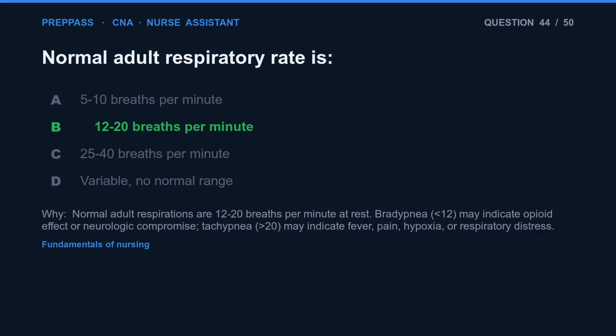The correct answer is B. Normal adult respirations are 12 to 20 breaths per minute at rest. Bradypnea, less than 12, may indicate opioid effect or neurologic compromise. Tachypnea, greater than 20, may indicate fever, pain, hypoxia, or respiratory distress.